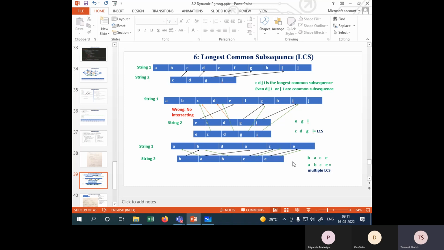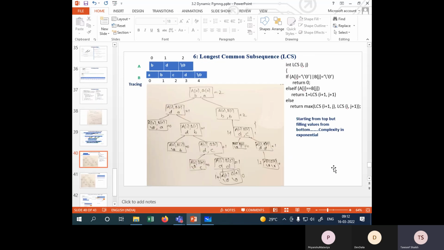So I have tried to differentiate the two strings by using different color codes. So that means A, B, C, E is also one substring common to both the strings and of the longest length. Both substrings have 4 as the length, so they both will become the LCS of these strings. And this is actually the goal, this is actually the target.